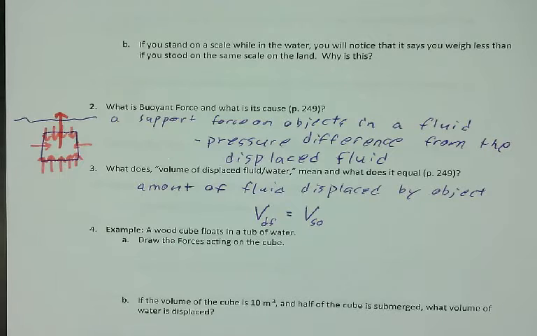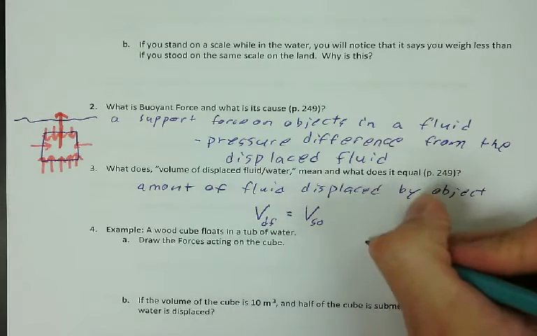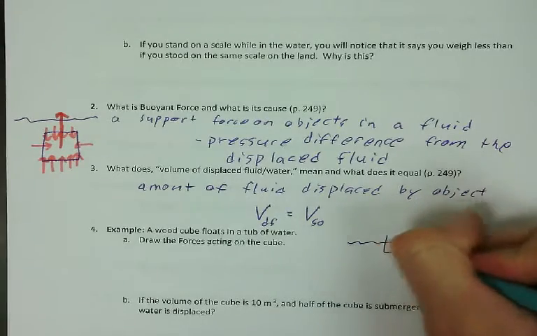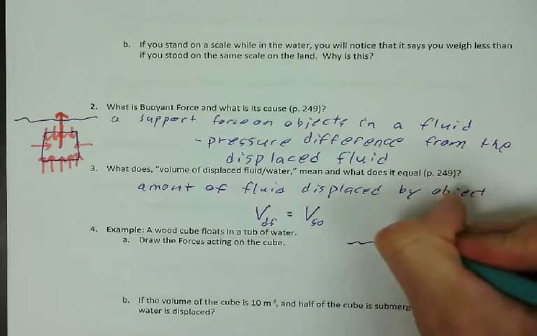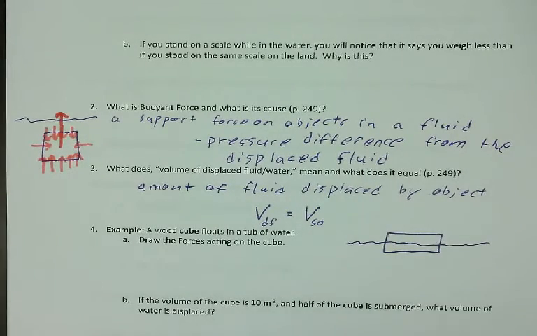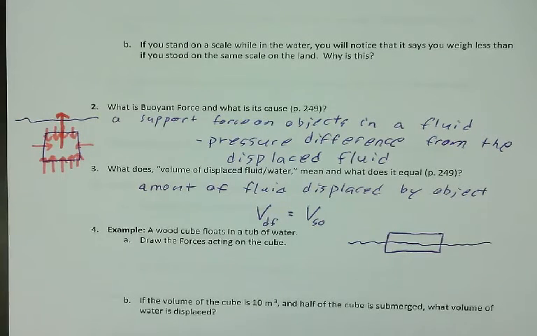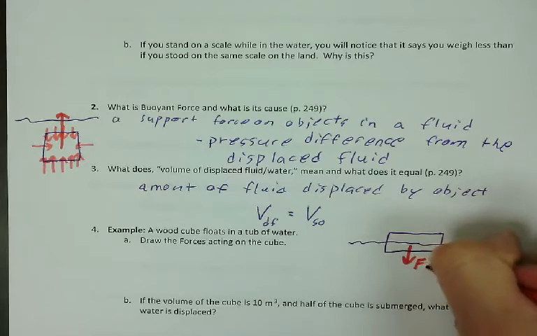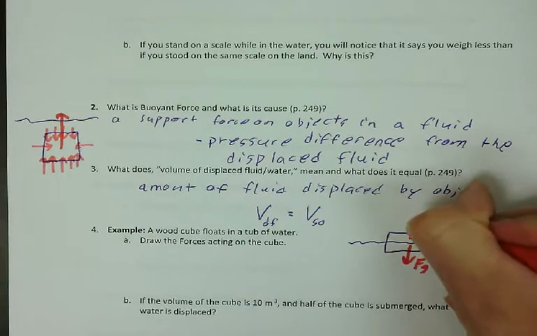So a wood cube that floats on a tub of water. What would the forces be on this cube? We're going to be doing Newton's laws here, and so you're going to do a free body diagram. So here's my wood cube that looks a lot more like a rectangle. It is acted on by a couple of forces: a force of gravity pulling down and the buoyant force pushing up.